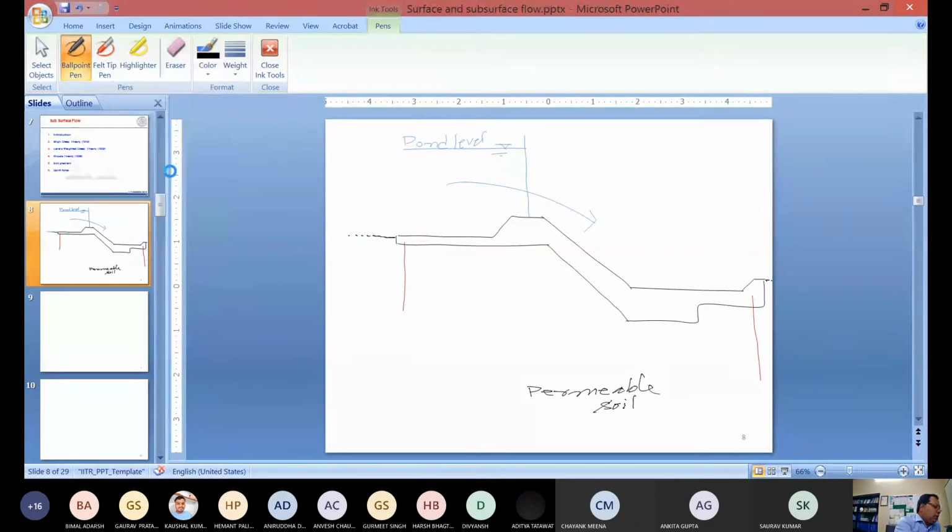Then what happens is that there will be flow below this structure also, and that flow will go like this, will go like this, right? Let me draw one more line here.